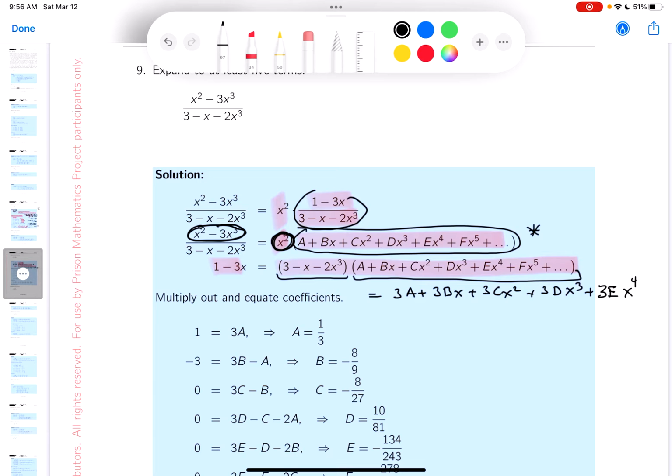Then you got to multiply by minus x. Minus ax minus bx squared minus c x cubed minus d x^4. All right? Then you got to do this guy. Wow, that's even more difficult. What are you going to get? Minus 2ax cubed.